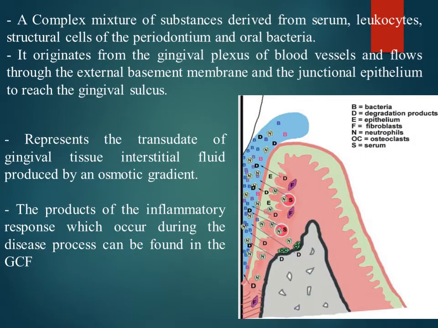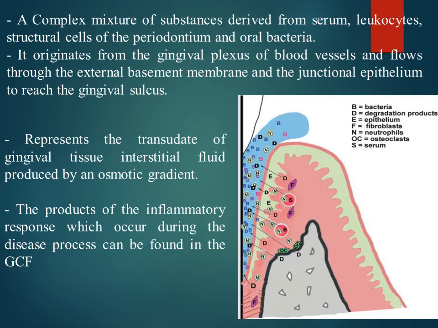Definitions for GCF. So what is GCF? Basically, it's a complex mixture of substances that is derived from your serum. It consists of leukocytes, structural cells of the periodontium, which get sloughed during the routine remodeling of tissues, and oral bacteria.